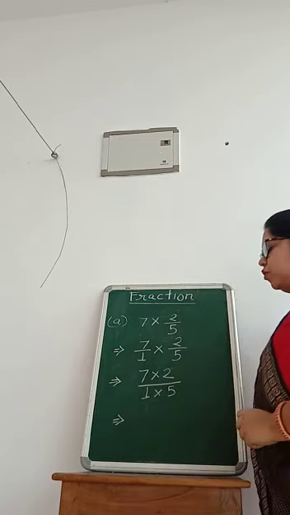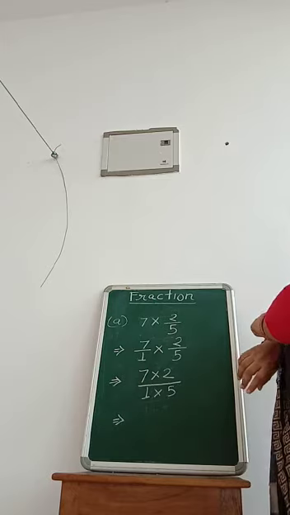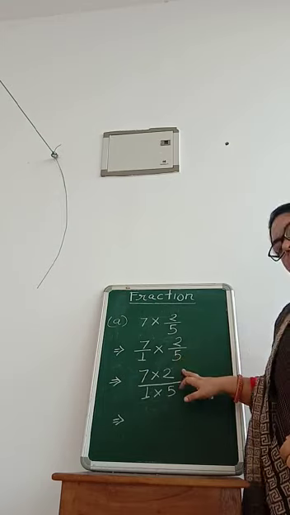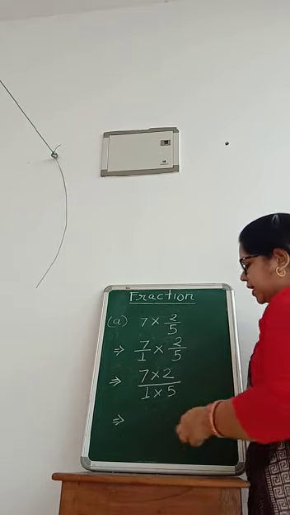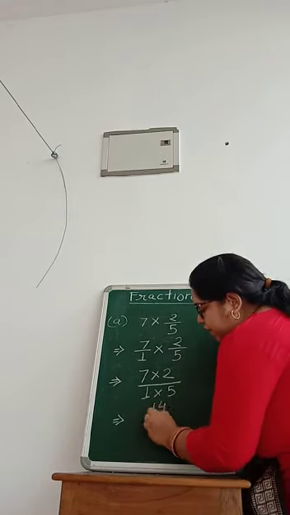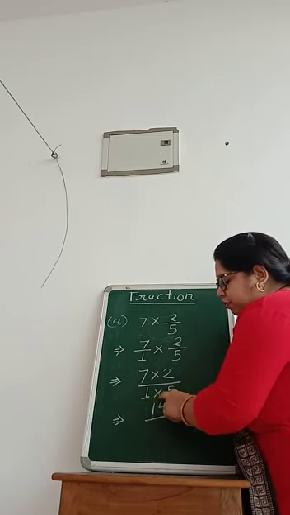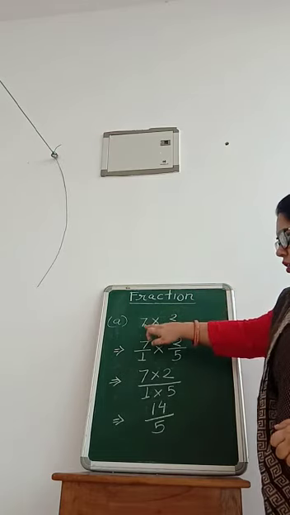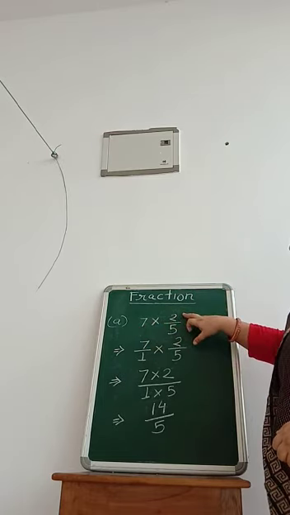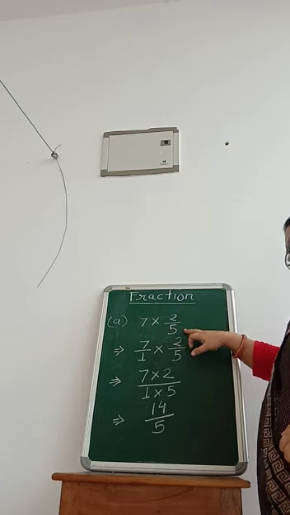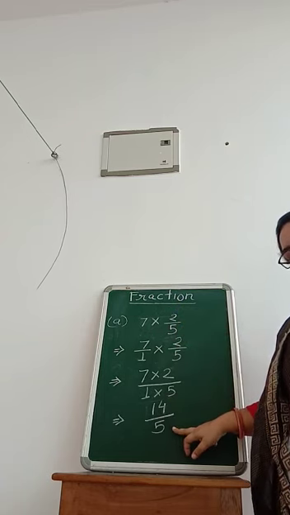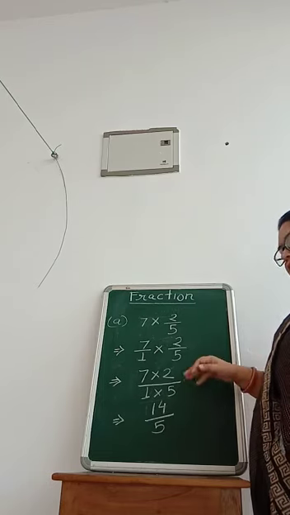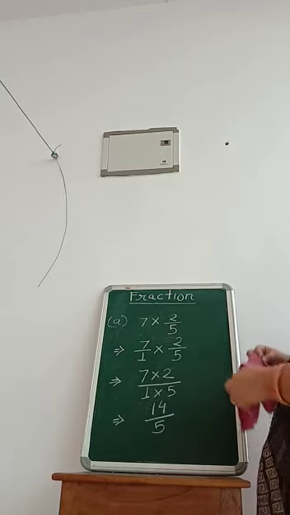Now you all know the table of 7. What is the value of 7 into 2? 7 1s are 7, 7 2s are 14. Yes, this will be 14. And 1 into 5 is 5. So the multiplication of 7 with the fraction 2 by 5 is 14 upon 5. You can also change this into a mixed fraction. In the next question I will tell you how.